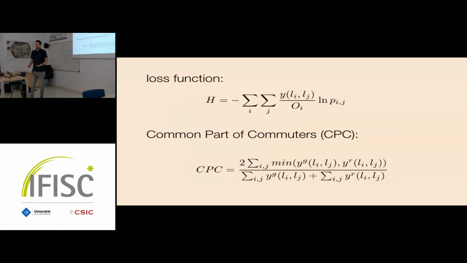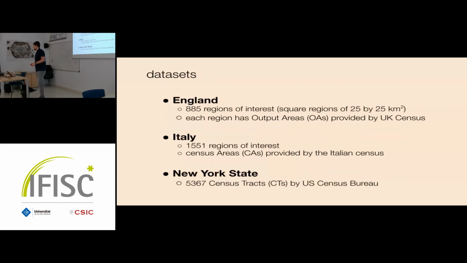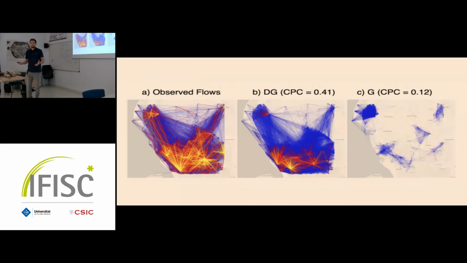And we evaluate it with the common part of commuters, which in the end is simply the similarity between the generated and the real flow. So you can look at it as an accuracy, basically. But in mobility studies, it is common to use this common part of commuters. So we collected some information on England, Italy, and New York State, which are basically the output areas, the regions of interest that we have, and for which we also have information about the population. And those are basically the results.